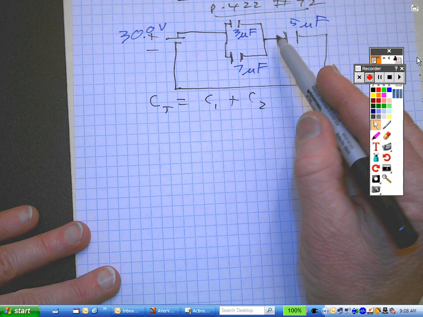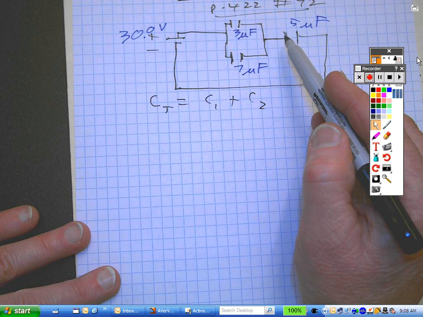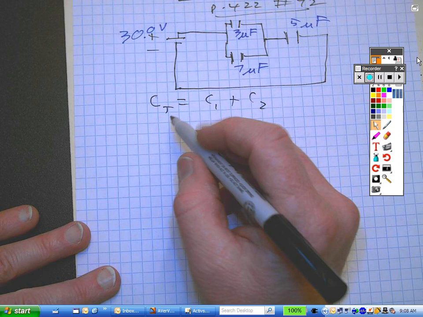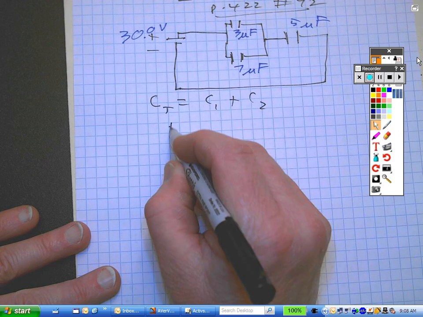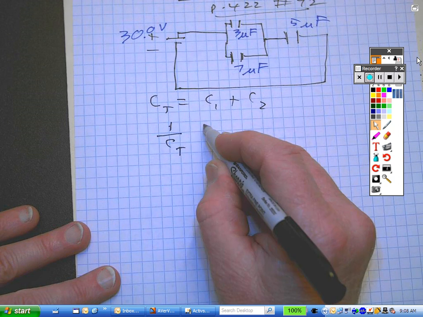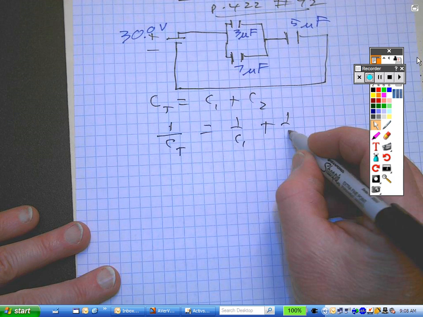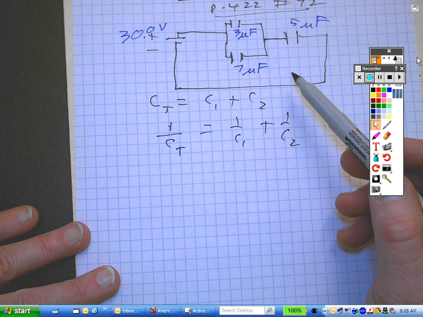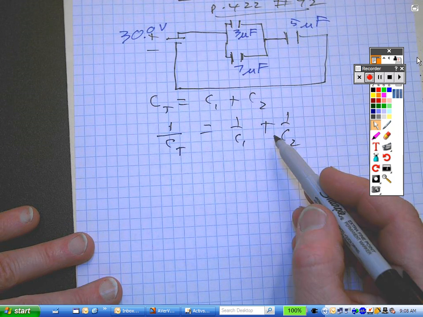Now, with series resistors, you just add the resistances to get the total. For the series capacitors, to find the total, you use the 1 over formula like we did with resistors in parallel: 1 over C1 plus 1 over C2. Using this, hopefully you can find the capacitance for the entire circuit. Okay, so that's the start.